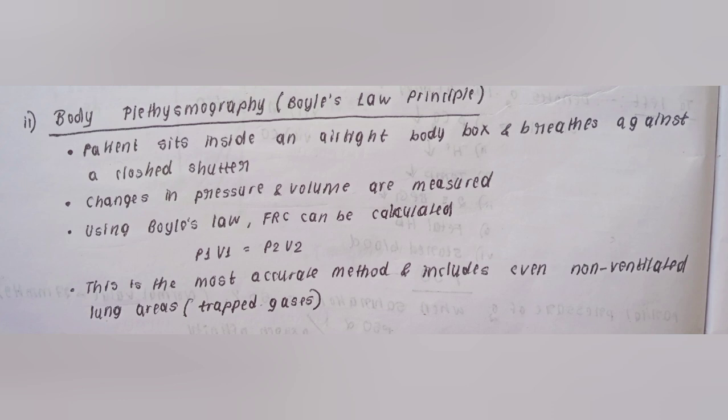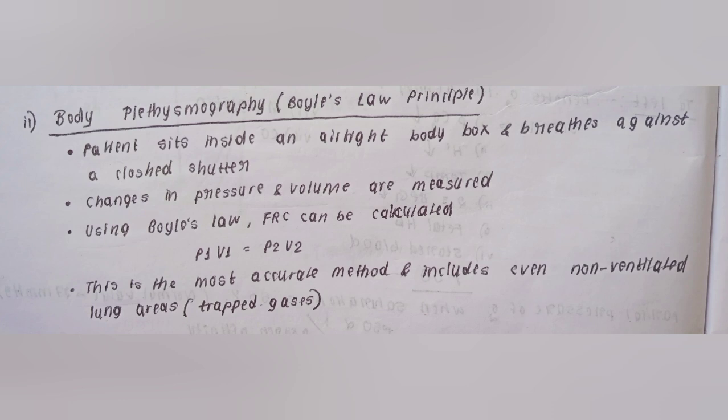Now you apply Boyle's law. What it says is P1 V1 is equal to P2 V2, right? You can apply it either for the box or for the lungs. Of course, you can measure the pressure inside the box and the volume of the box. That's how you calculate it. Of the three quantities, if one is missing, use the formula and you calculate it.